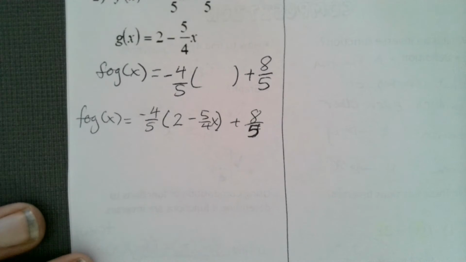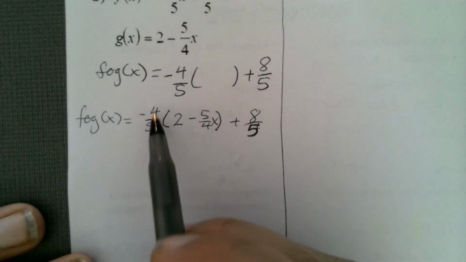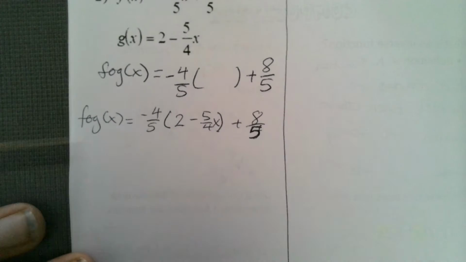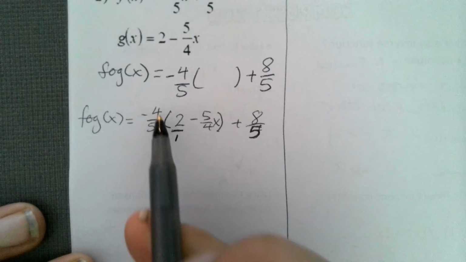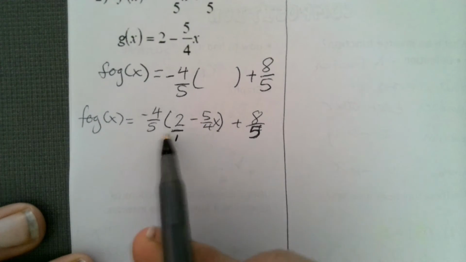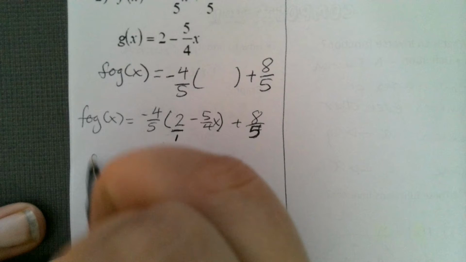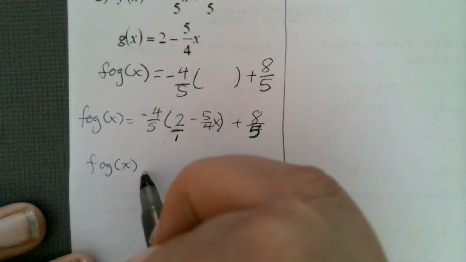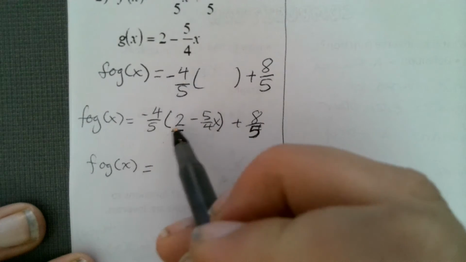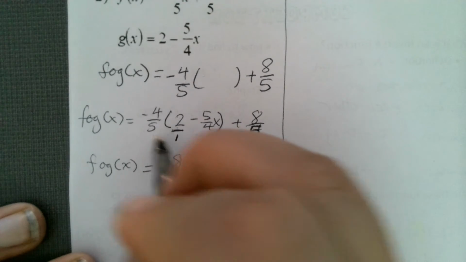Juan, can you help me? Can you do the -4/5 times 2? Do you know how to do that? Okay, I'm going to put a 1 on the bottom of the 2. These 2 multiply for the top, and these 2 multiply for the denominator. Can you tell me what -4 times 2 is? Good. Can you tell me what 5 times 1 is?